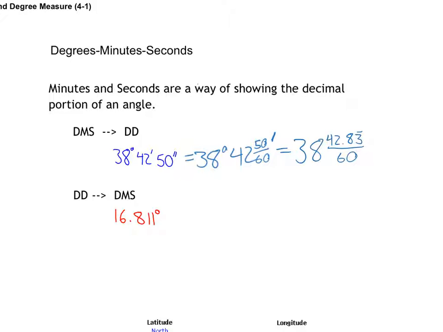I need to divide that by 60, and I get 38.7138 and so on degrees. So we could round that, if we rounded that to 2 decimals, it would be 38.71 degrees. Does that make sense? So those are our degrees with decimals.